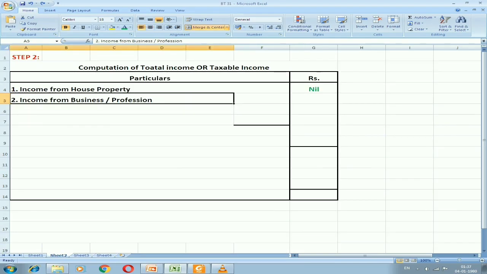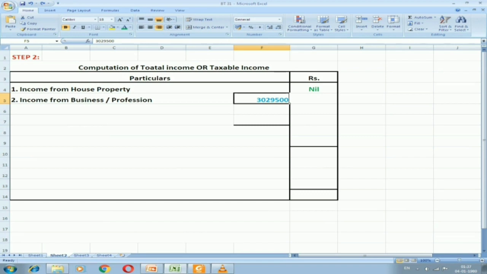is 30,29,500. If we have any losses which are related to respective incomes, suppose if we have a loss of house property, we can deduct that house property loss under income from house property. If we are having a loss of a business or speculation business, then we can deduct that loss from income from business. If we are having a loss under capital assets, we can deduct that from capital gains. So in this illustration, we have 2 losses. One is loss which is related to business, and one more which is related to unabsorbed depreciation.